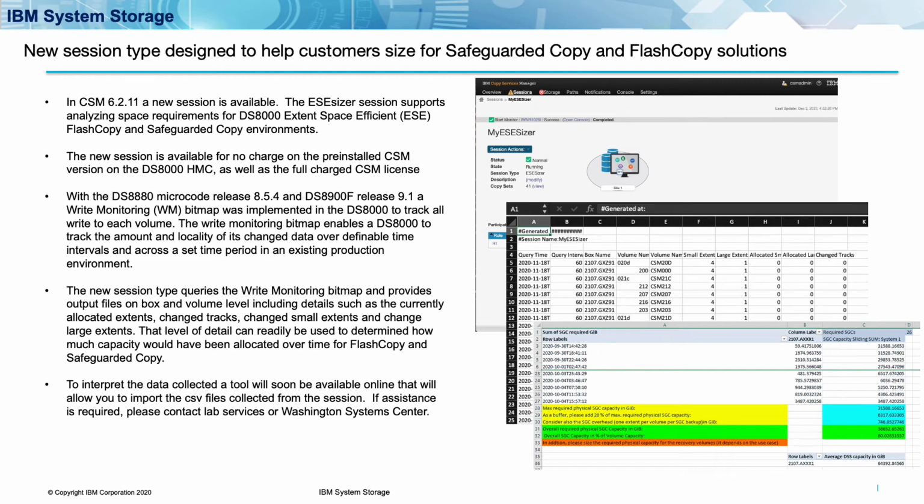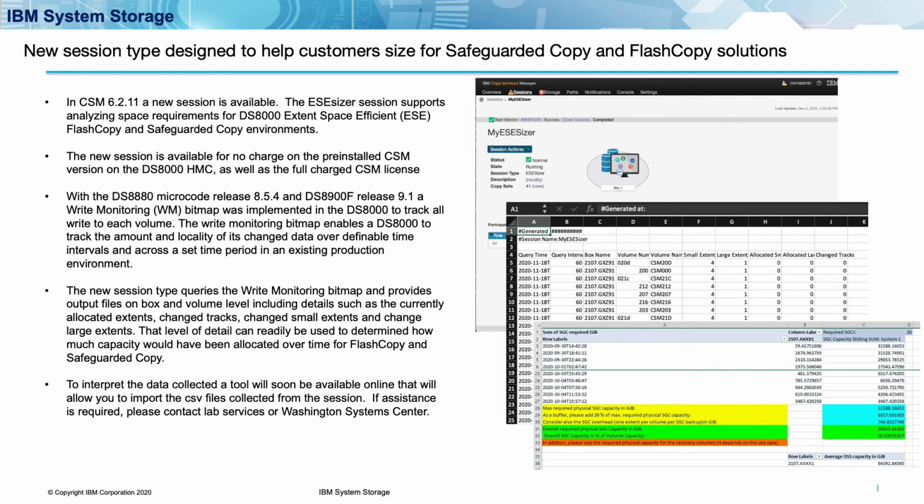How does it work? Well, it gets a little bit difficult to explain, but basically in the DS8000 microcode 8.5.4 and above and 9.1 and above, they implemented a write monitoring bitmap, which this session takes advantage of. That write monitoring bitmap basically allows the hardware to track the amount of change data over a defined time without impacting any performance, so that you can take that data and analyze it to see how much data is going to change across your time, so you can size for your environment.